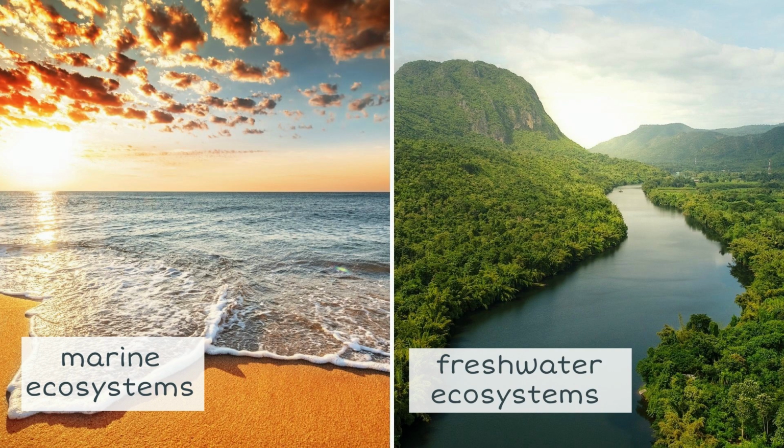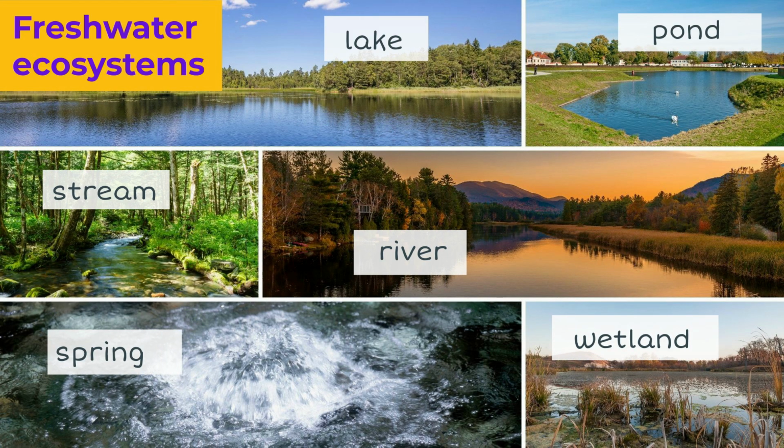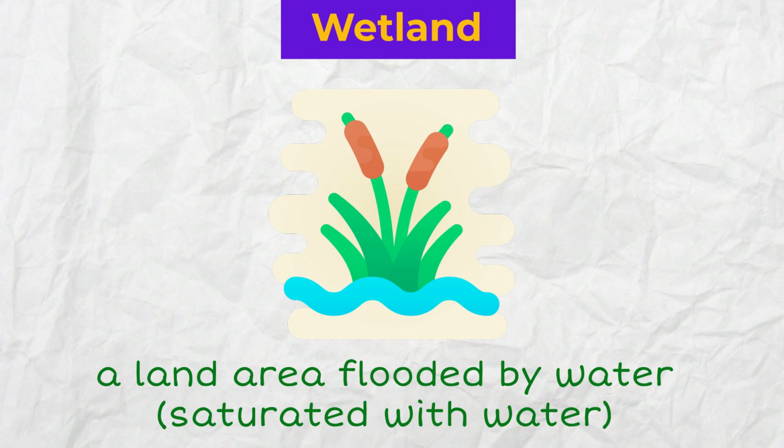They can be marine and freshwater. Marine ecosystems include oceans and seas which have salt water, and freshwater ecosystems are lakes, ponds, streams, rivers, springs, and wetlands. A wetland is a land area flooded by water, or you can also say saturated with water, either permanently or seasonally, with plants that are adapted to the hydric soil.